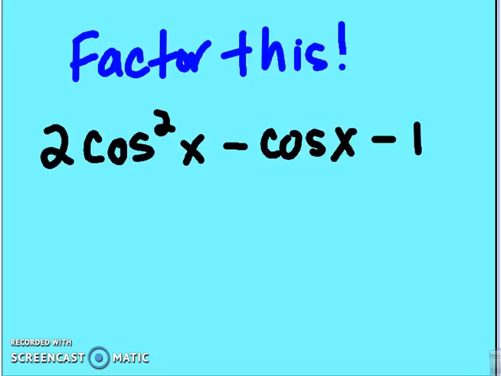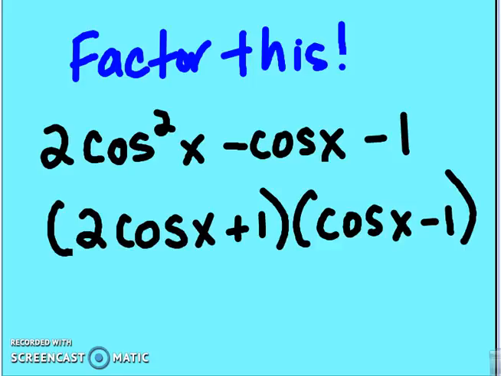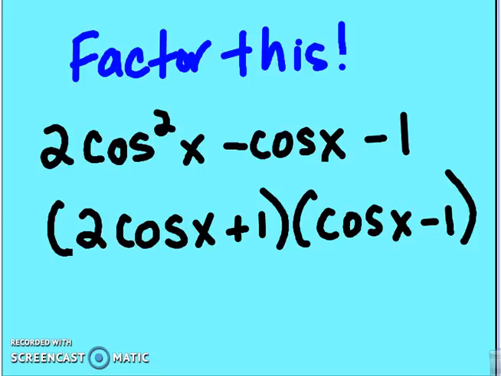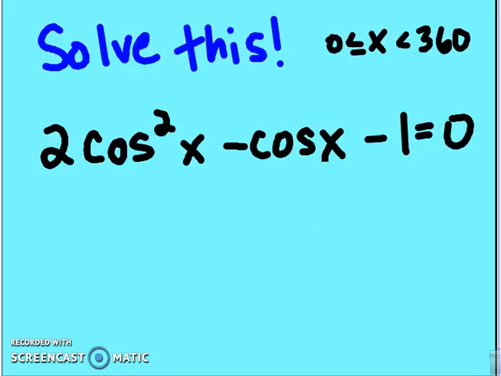All right, so now I want you to factor this. You should end up with 2 cosine x plus 1 times cosine x minus 1. You can see the only thing that we've done here is replaced x with cosine of x from the prior problem. So this is essentially a trig quadratic. If this were an equation, we could solve it, which in fact is what we're going to do. For values of x between 0 and 360, please solve for this problem.